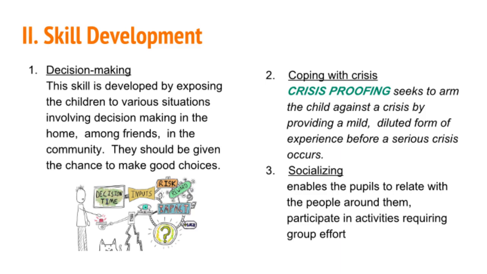Three. Socializing. When the children understand their environment, they tend to accept it more, and are able to relate within it better. The socialization skill enables the pupils to relate with the people around them, and participate in activities requiring group effort.